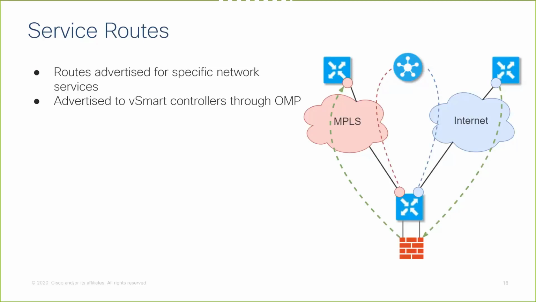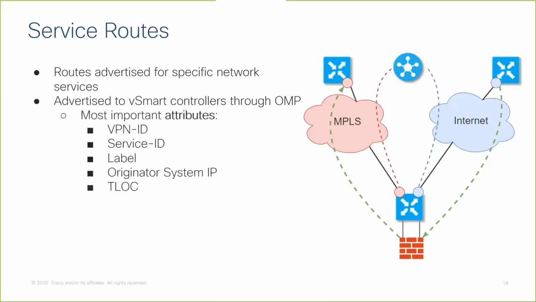Normally, this can be quite difficult based on just IP forwarding, because you're just going to forward traffic based on the IP destination. So in Cisco SD-WAN, we have the service routes, which is something that you advertise to the vSmart controller through OMP. And this service route is not distributed to the other edge devices, so it's just sitting there at the vSmart. And we have a couple of important attributes here. Firstly, we have the VPN ID, and then we have the service ID, which is what identifies the service. It could be something like firewall or service 1 or service 2 and so on.